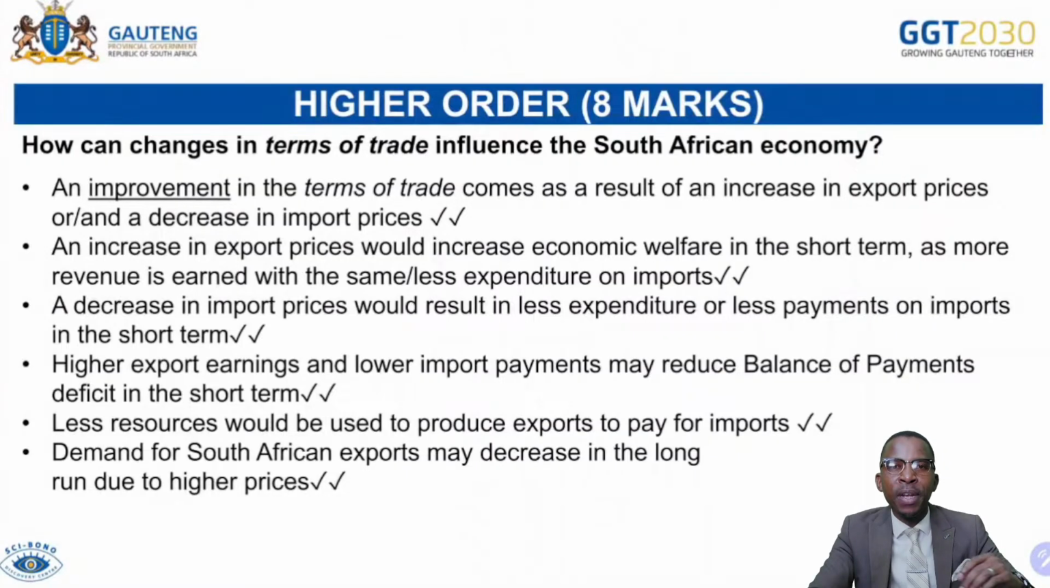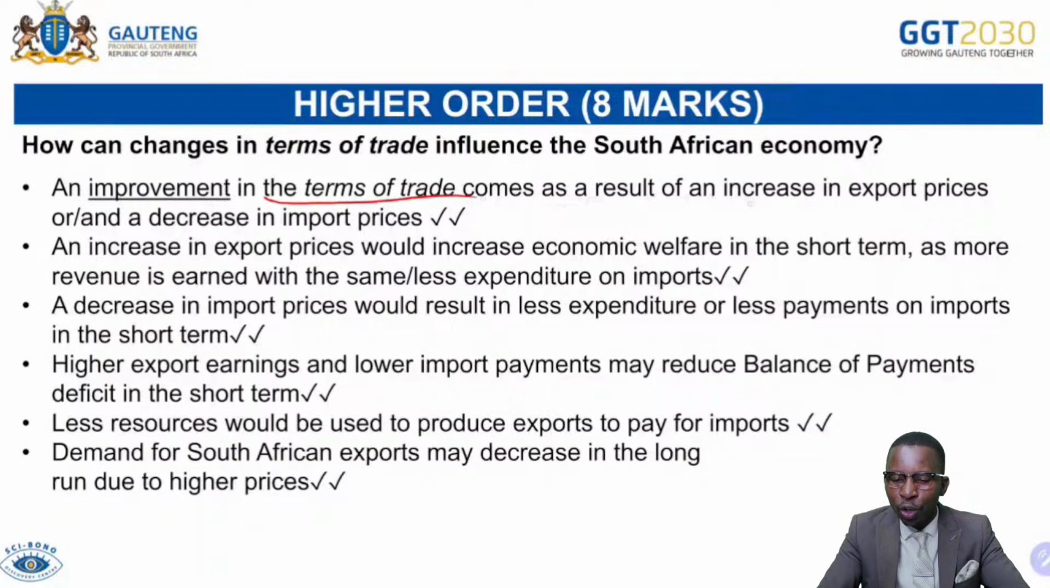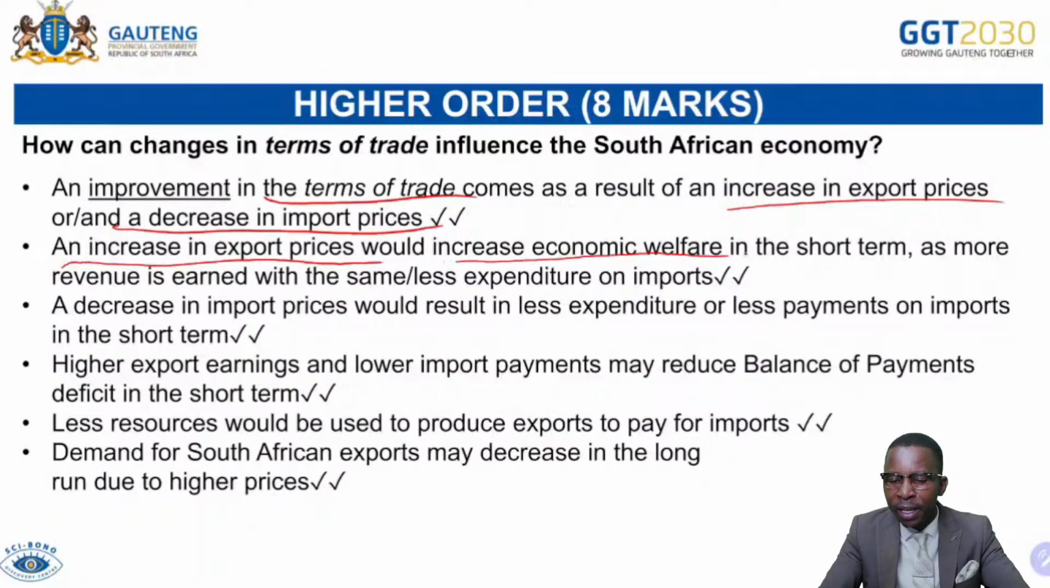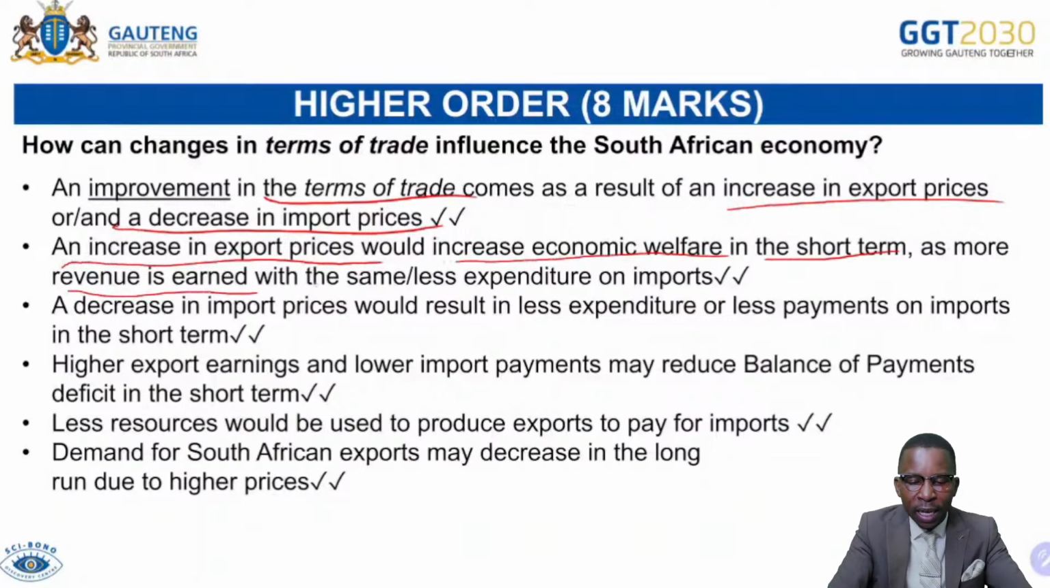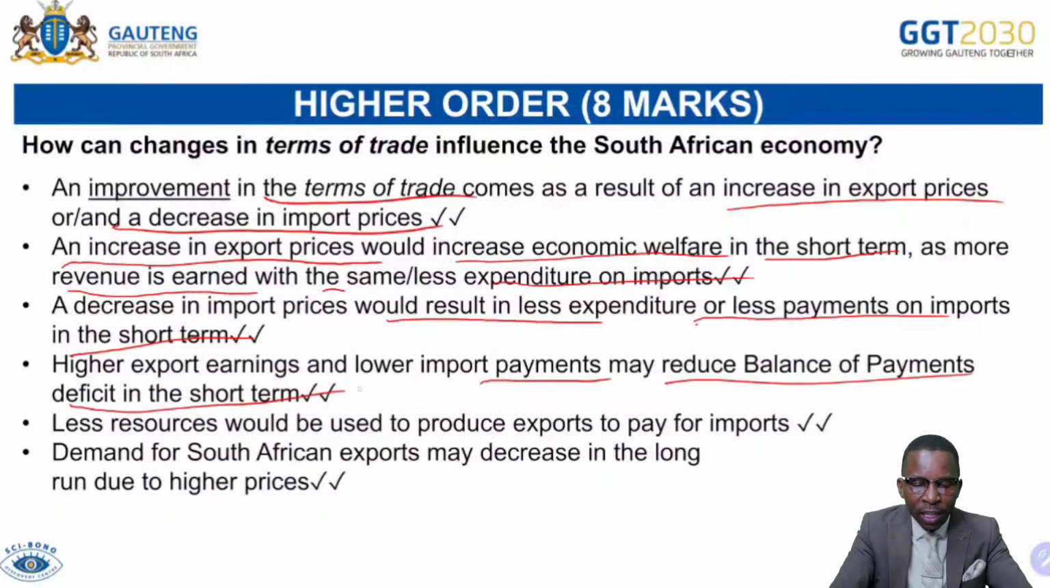Remember, by changes we mean increase or decrease. An improvement in terms of trade comes as a result of increased export prices or the decrease in import prices. An increase in export prices would increase economic welfare in the short term, as more revenue is earned with the same or less expenditure on imports. A decrease in import prices will result in less expenditure or less payment for imports in the short term. High export earnings and lower import payments may reduce balance of payments deficit in the short term.